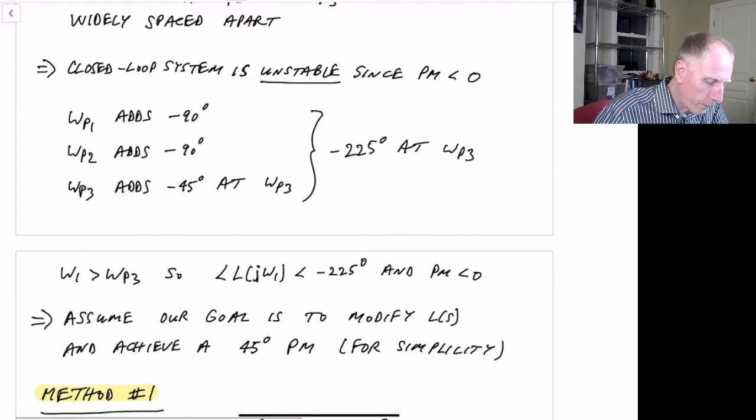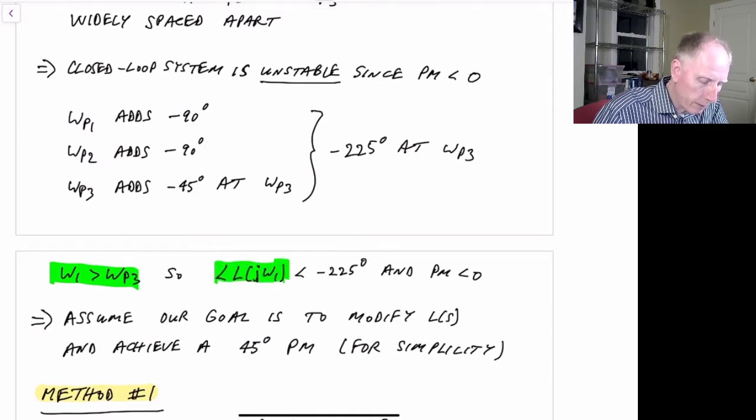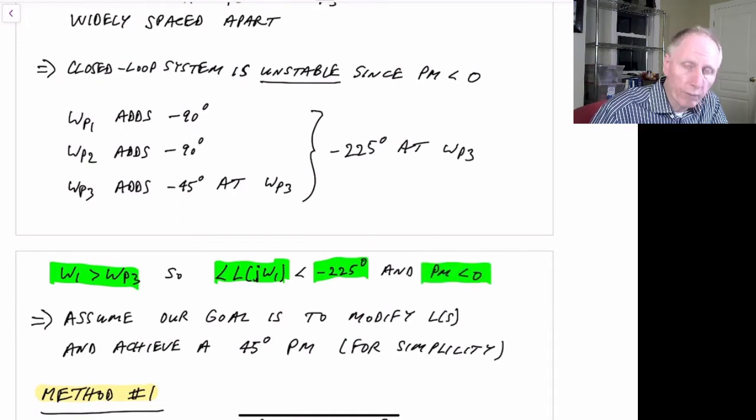So, as I mentioned, omega 1 is greater than omega P3, so our phase is going to be less than minus 225 degrees, and our phase margin therefore is going to be less than 0. It'll be that phase plus 180, which is certainly going to be less than 0.